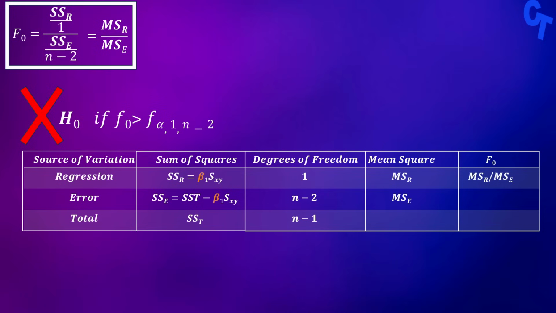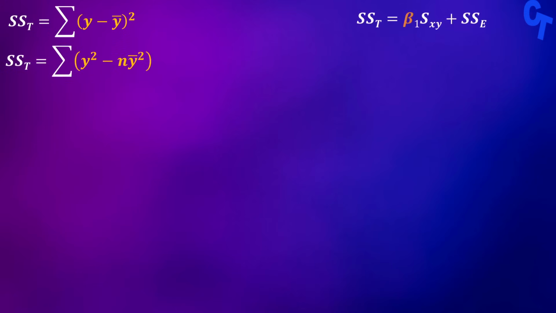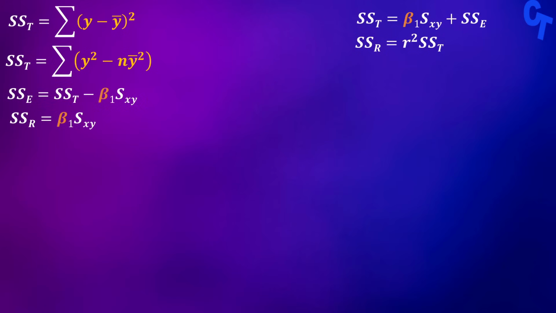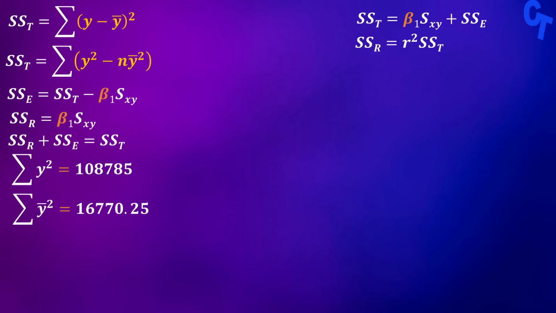Let's start our test procedure. First, let's write the formula for SST. This is the same as the summation of y squared minus n y bar squared. Let's write the alternative formula for SSE and SSR. Now we can substitute SSR into the above formula to get SSR plus SSE equals SST. We need a summation of y squared and y bar squared. We can recall the sum of y from our calculator and square the answer. We will do the same for y bar. We know that n equals 6.